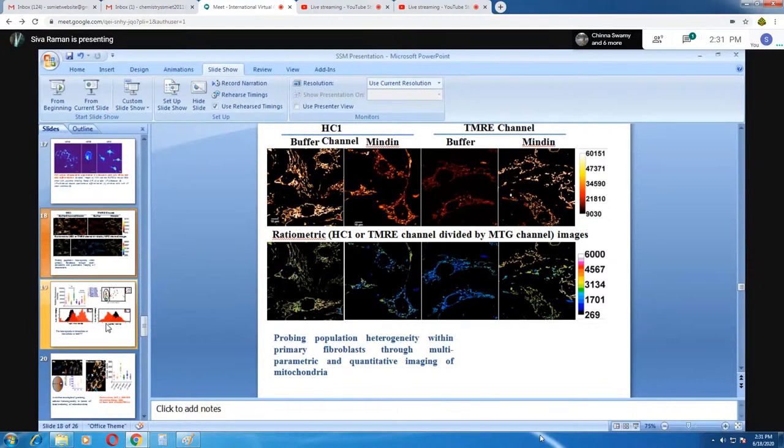We treated with both the dyes, that's tetramethyl rhodamine as well as HC1. HC1, I already told about that, it will emit in the red region. Tetramethyl rhodamine will emit around 540 or 550 range. So they are merging. We merged that one. From the results, we came to know the conclusion: ratiometric imaging of mitochondrial heterogeneity, that is population heterogeneity, within the primary fibroblast. We can also call it the extension through multi-parametric as well as quantitative imaging. In ratiometric imaging, we divided the channels. It is a very interesting result that will surely attract many biologists to address unsolved problems of chemical biology.